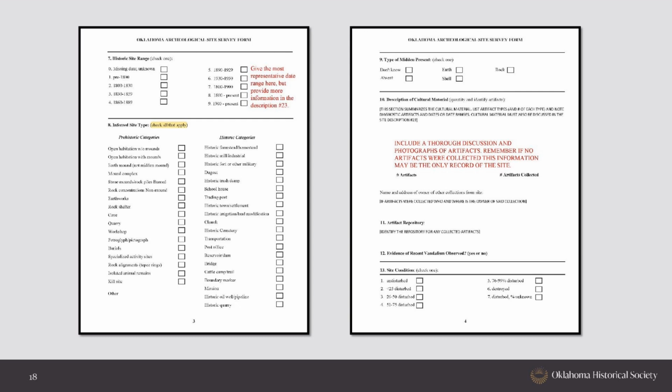On page 4, under the description of cultural material, make sure that you're including thorough and clear discussions of the actual materials present at the site. Oftentimes, if this is not an eligible site, the site form is all that we're going to have to mark what was at this location. So clear and thorough descriptions of whatever artifacts are present are really critical.